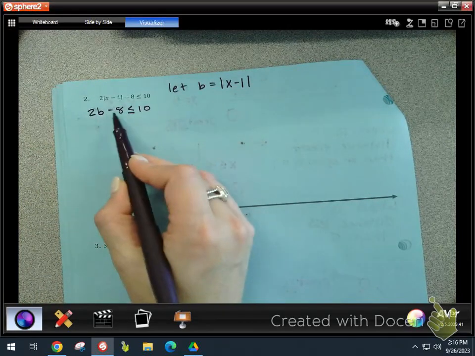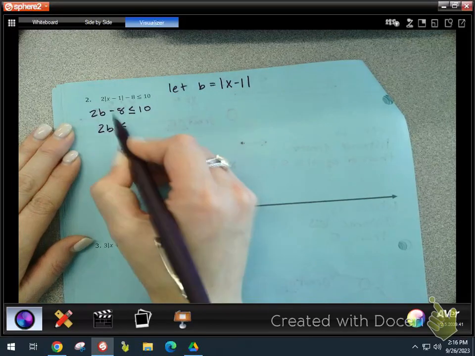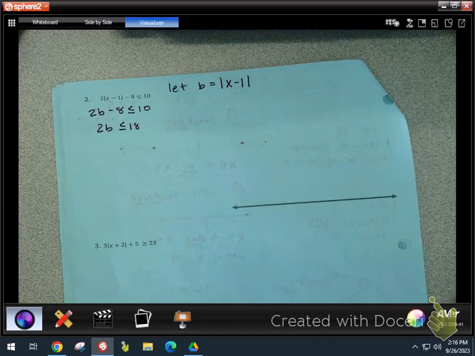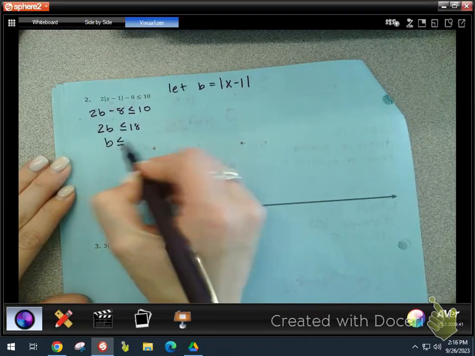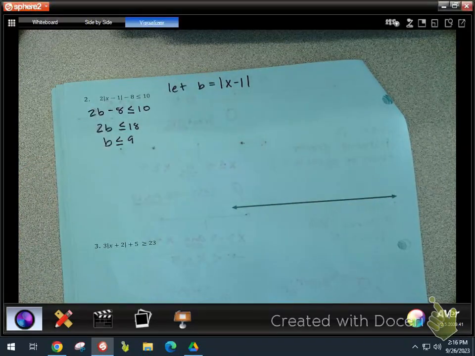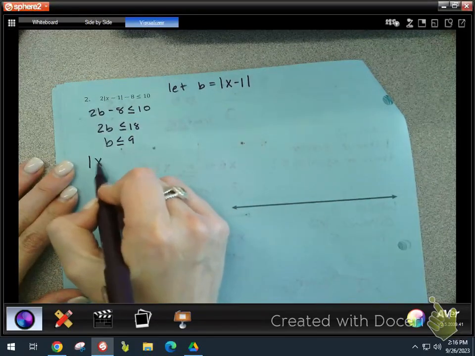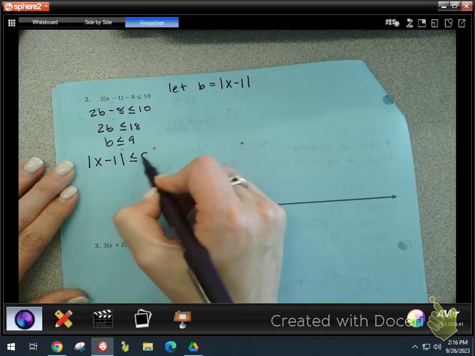Okay? So I need to add 8, 2b less than or equal to 18. Divide by positive 2. Does anything change when I divide by positive 2? No, but watch out for that. There is a possibility that you could have to flip there. So I'm now looking at absolute value of x minus 1 less than or equal to 9.